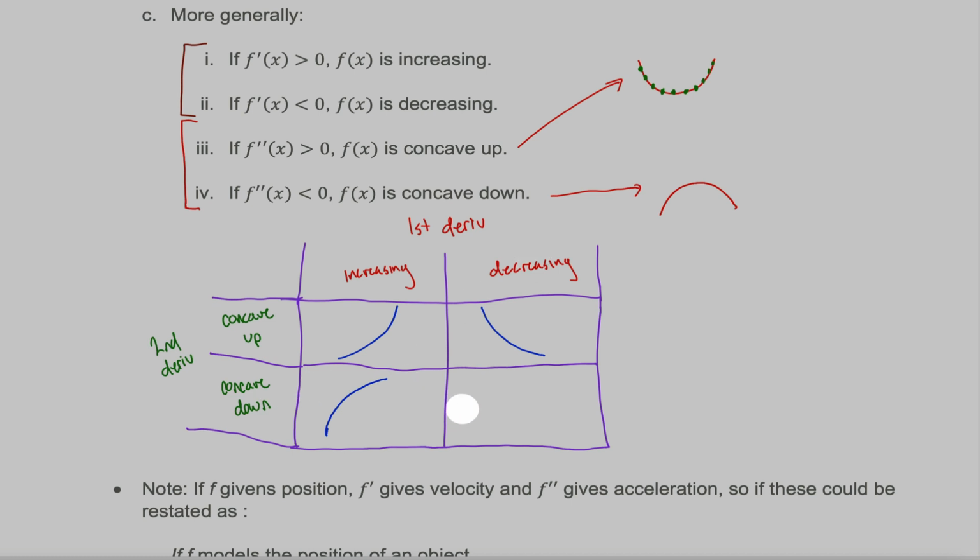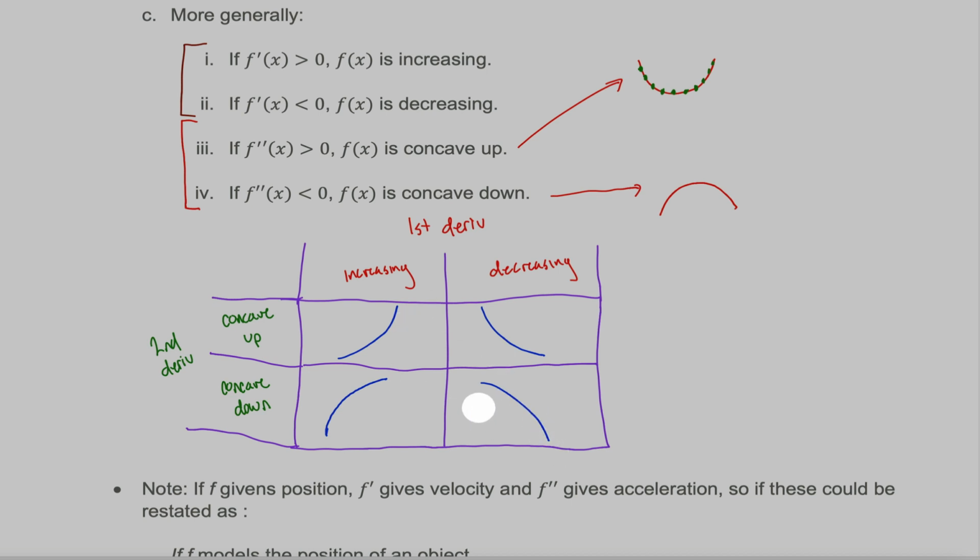What about decreasing and concave down? Well, loosely speaking, that's going to look like this. As we go from left to right, we're going downhill, but the rate that we're going downhill is getting less and less, meaning more and more negative. The slope here is -1/2. The slope here is -10 or something.